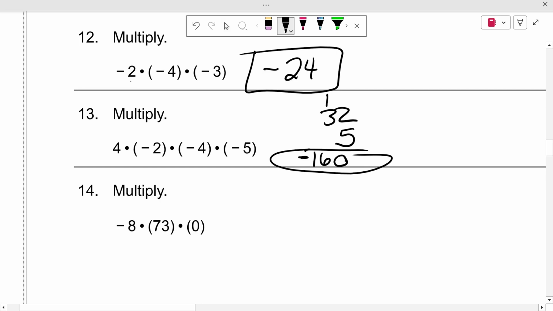8 times 73 is some big number, right? But what's that number times 0? 0. So anytime you're multiplying and then a 0 appears, 0 will be the answer.